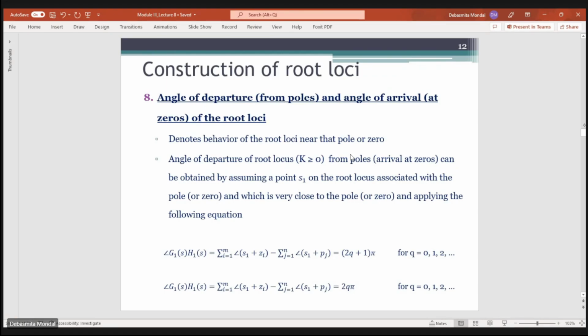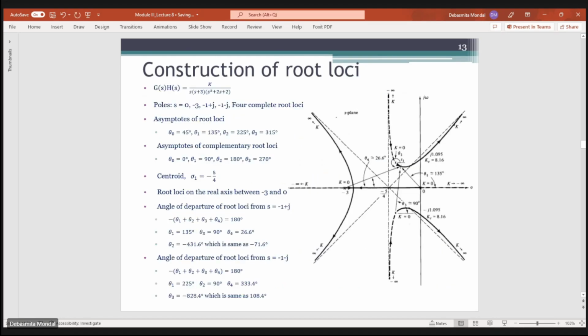If that difference equals (2q plus 1) times pi, for q taking 0, 1 and 2, then this is for k greater than or equal to 0. From here we can find out the corresponding angle of departure from the pole. Or similarly, if you have k less than or equal to 0, the equation that we need to use is that the term equals 2q times pi. Okay. So now let's see how to find out this angle of departure.